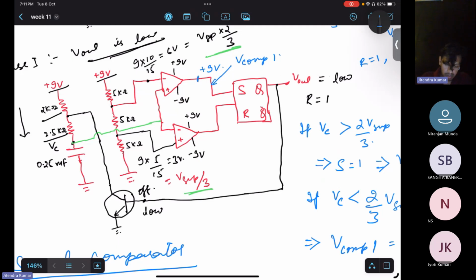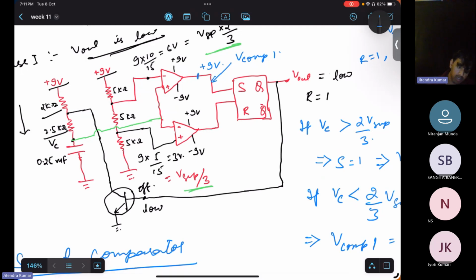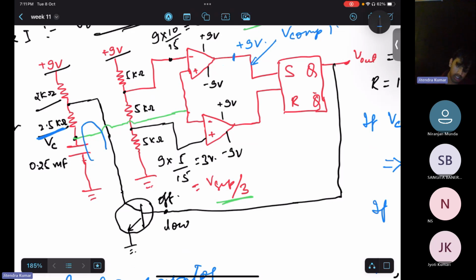So yeah, when our output is high, it means this transistor will be on, and at that time this capacitor will be short circuited. So this capacitor will discharge with this 2.5 kilo ohm, right? This capacitor will discharge in that way when this transistor is on. And when the transistor is off, this capacitor is getting charged by both the resistances combined, 2 and 2.5 kilo. Is that okay?